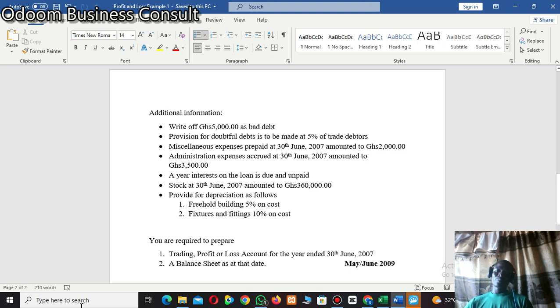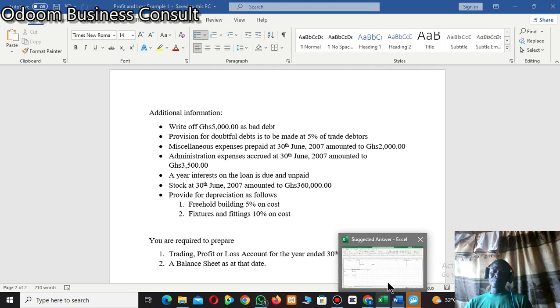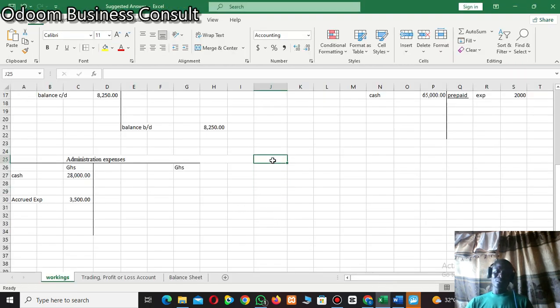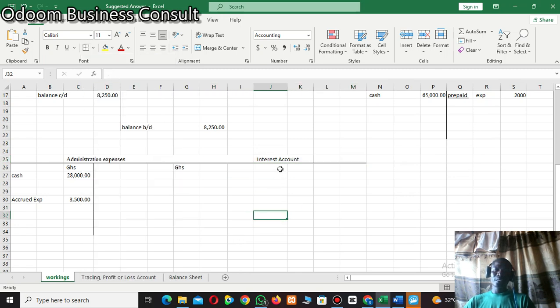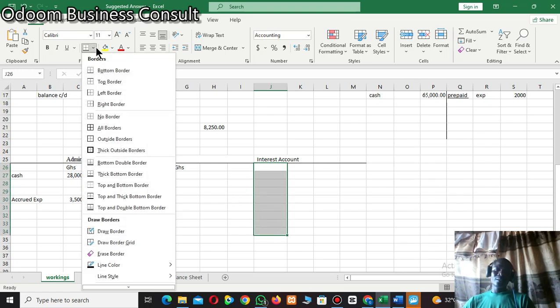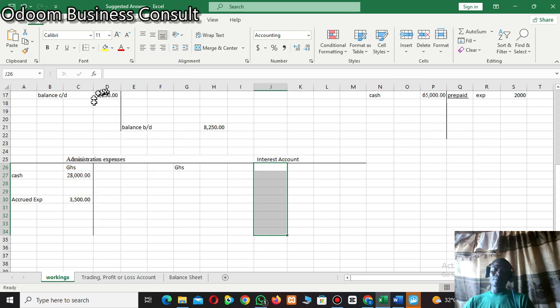So let's open an interest account. That one too, let's open an account for that, so that everything will be simple for us. Interest on loan, we can write interest account. So let me underline it nicely. This is how you have to present your answer. Very nice and neat. If you do it this way, the examiner will be happy to give you all the marks.